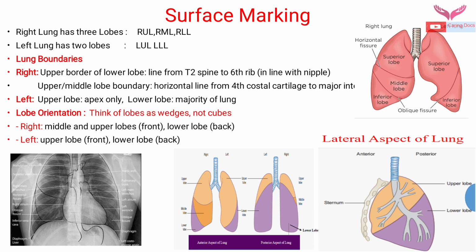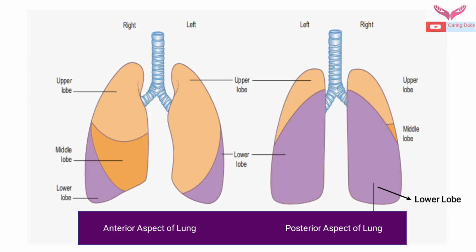This is a diagrammatic picture which depicts the anterior aspect of the right and left lung, the posterior aspect of the right and left lung, and its various lobes, which I think we are familiar with from our first year of MBBS. This is the anterior aspect of the lungs, both right and left, and the posterior aspect.